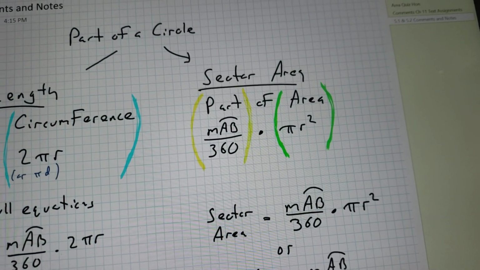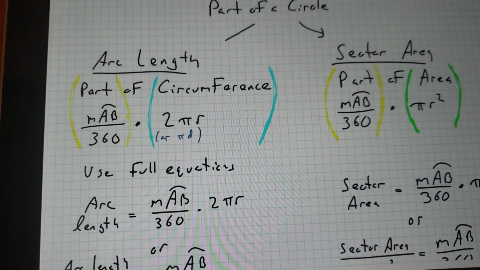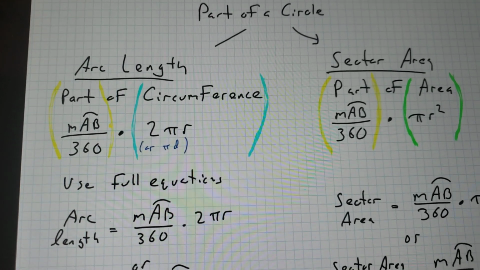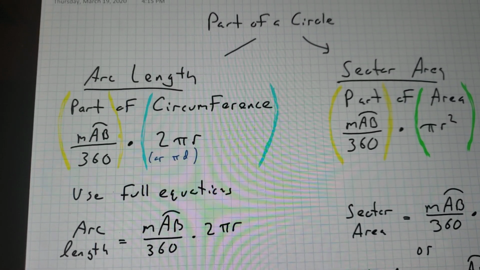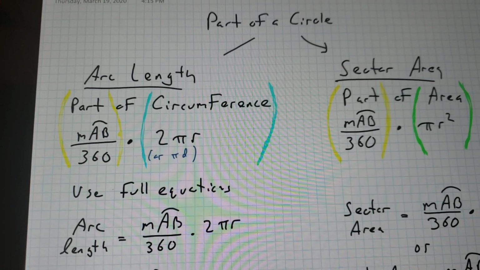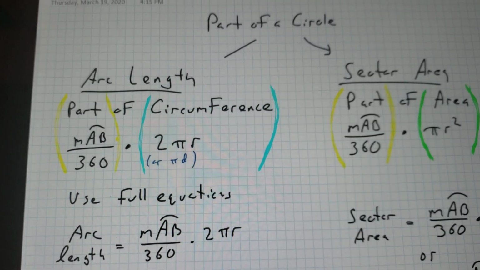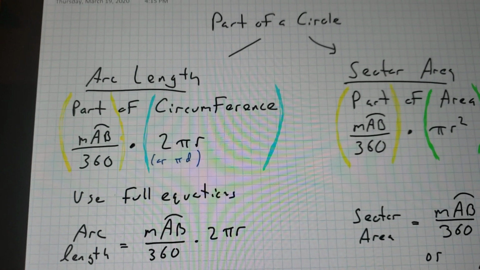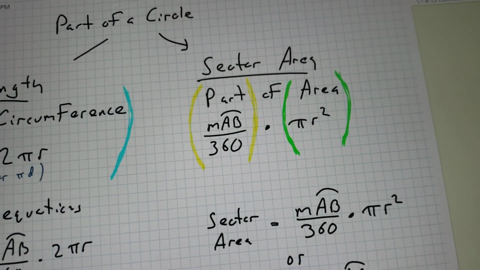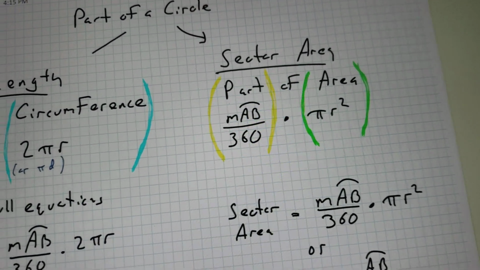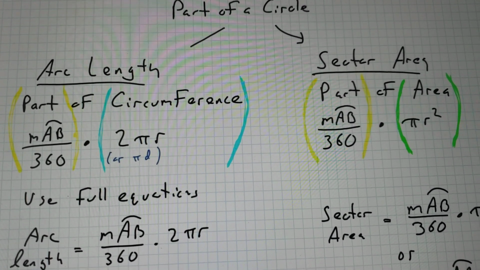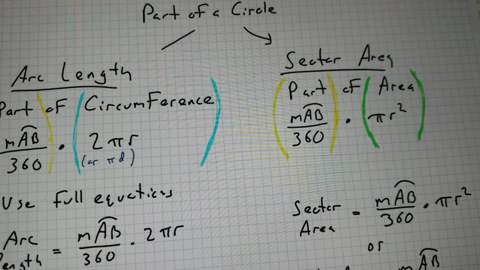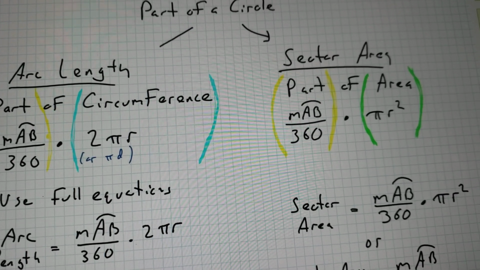Sector area is part of the area. Notice the part for these, highlighted in the yellow, is the measure of arc AB over 360. That tells you the portion of the circle that you're interested in. And then you're taking, for arc length, part of the circumference, for sector area, part of the area. So again, in the yellow, that's your portion. In the blue or the green, that's what you're taking the part of.